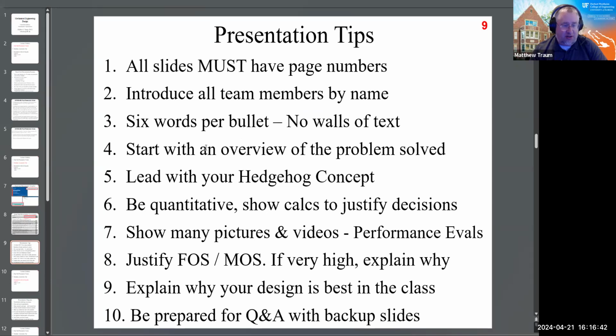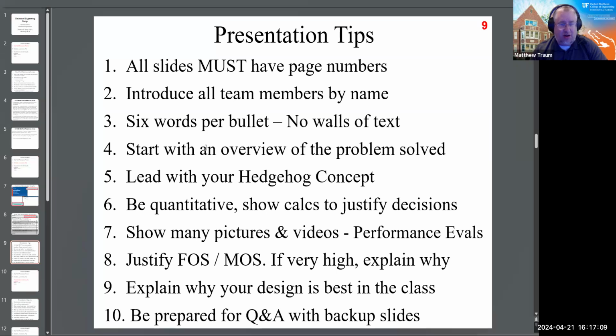Number 4, this one is probably the most important. Start with an overview of the problem that you're solving. Our panelists do receive the customer need statements in advance, but there's no guarantee that they have read them. Some of them don't. They just show up not knowing what the presentations are about. They also do not know these products as well as you do, because you have been working on them for 15 and in some cases 30 weeks.